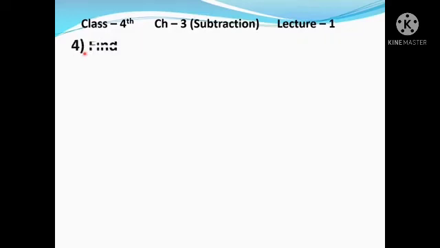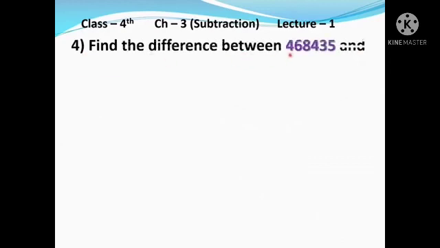Now question number 4. Find the difference between 4,68,435 and 2,17,354. We have to find the difference between 4,68,435 and 2,17,354. But first of all, we will write these two numbers in columns.